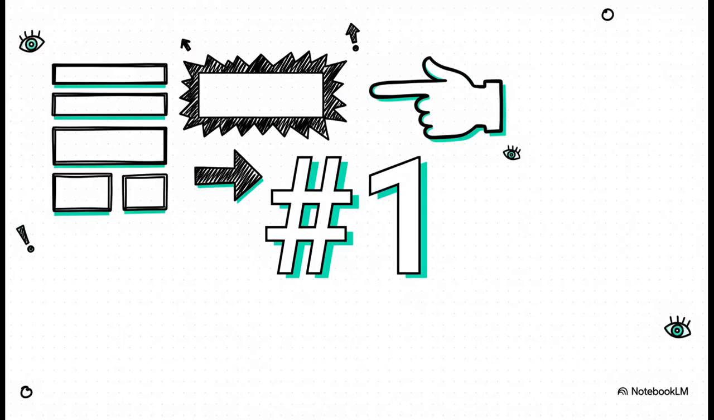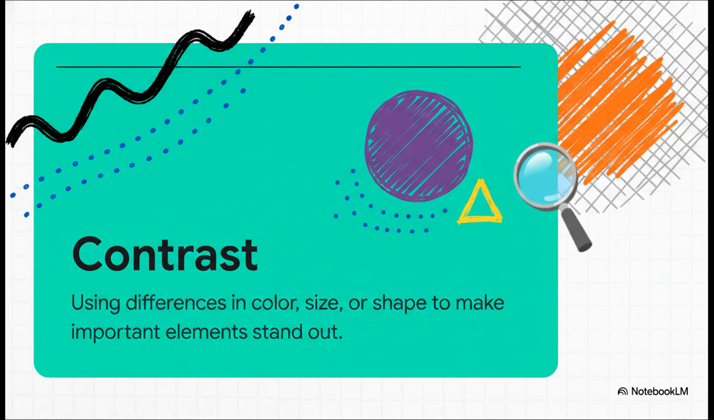Just think of any major news website. The biggest story of the day isn't some tiny little link buried at the bottom of the page, is it? No way. It's a massive, bold headline that practically screams at you from the top. That, my friends, is hierarchy doing its job perfectly. Now, working hand in hand with hierarchy is its best friend, contrast. If hierarchy tells you what's important, contrast is what makes those important things truly pop off the page.